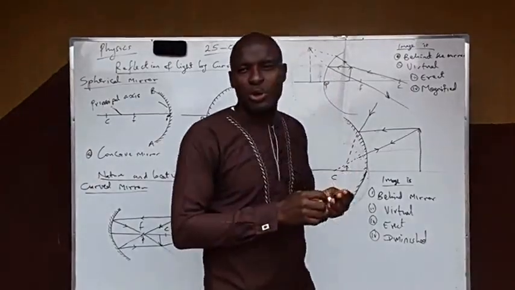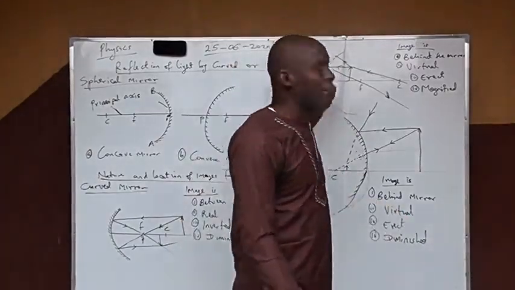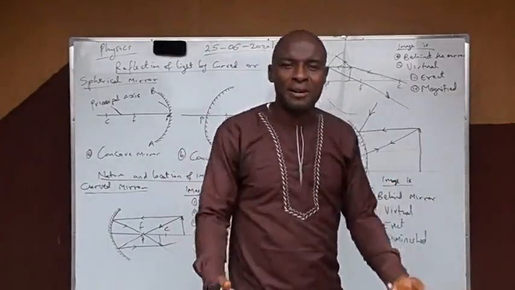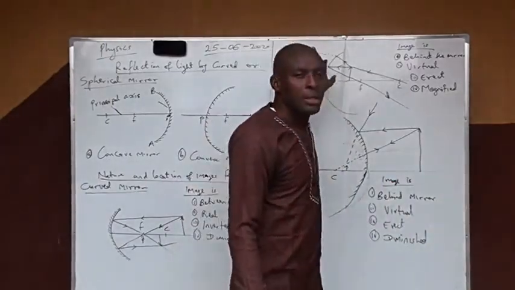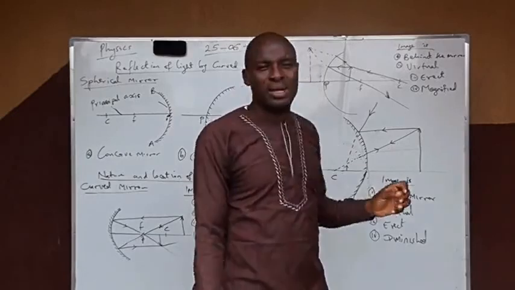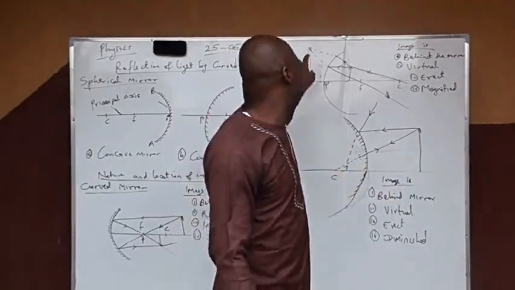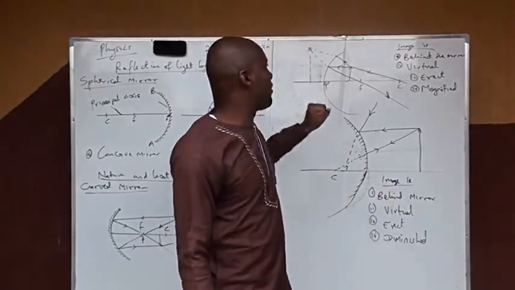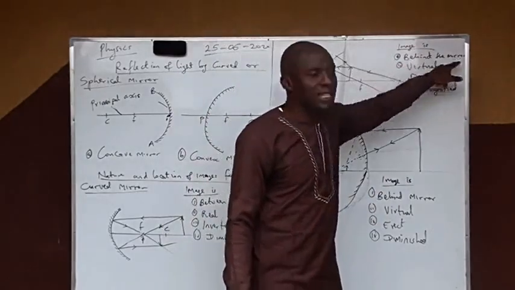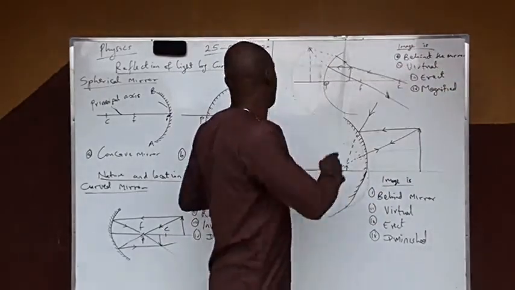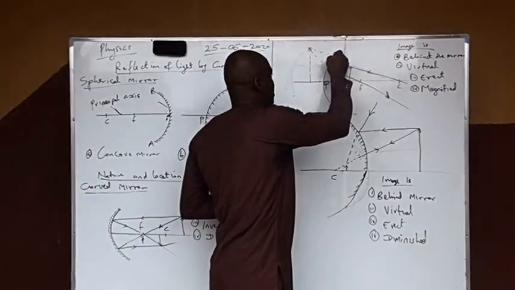When the object is between F and P, in that case, we are going to have a magnified virtual image. This is one use of this kind of mirror, as a shaving mirror. You can see that the image is magnified. The image is behind the mirror. Remember, this is the reflecting surface of this mirror.